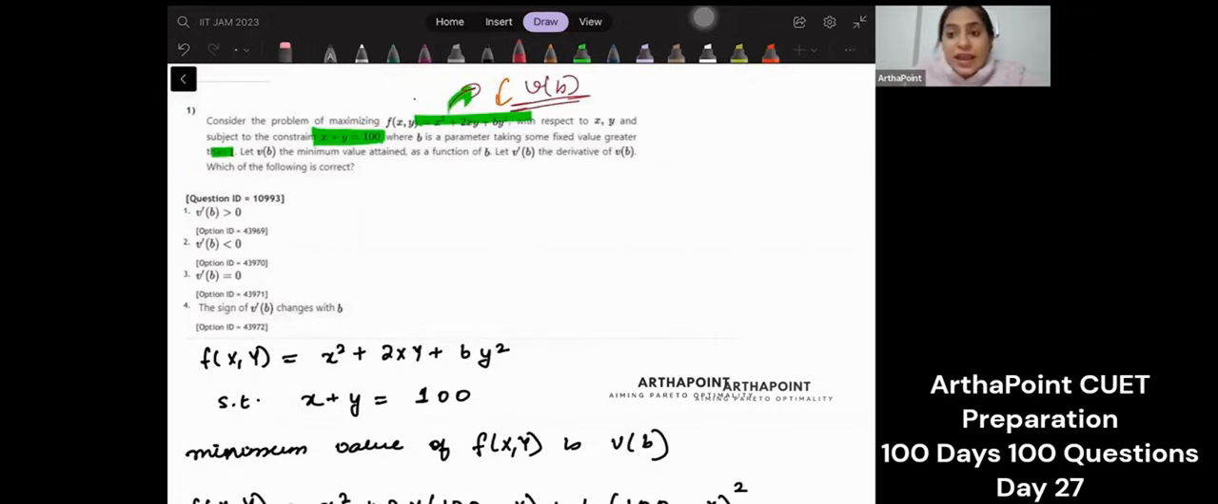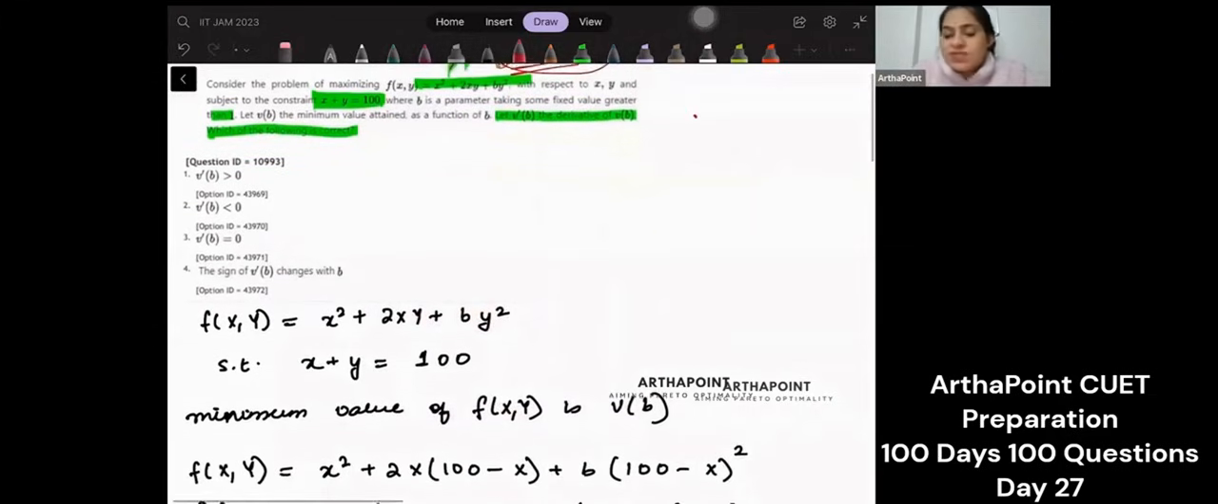Now, after you find that maximum value, it says let V dash b be the derivative of V of b. Which of the following is correct? So you're supposed to go ahead, differentiate that maximum value that you have attained with respect to b, and then give the answer to the question. Okay.